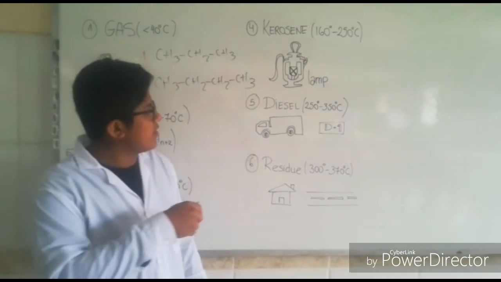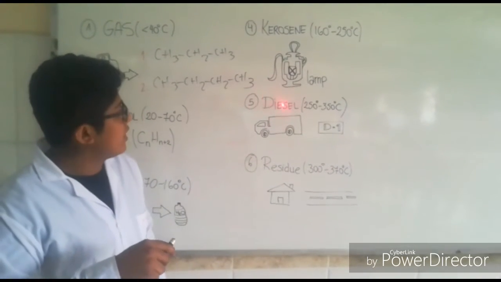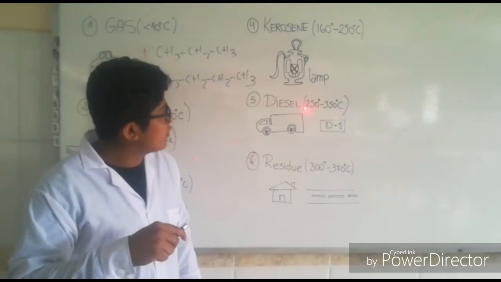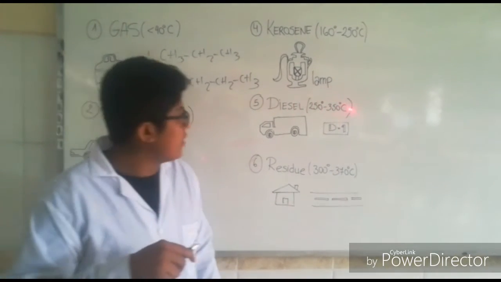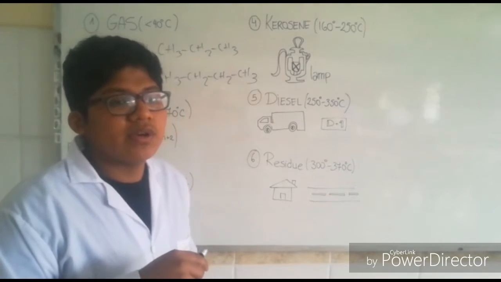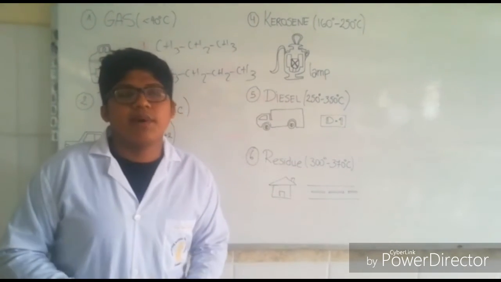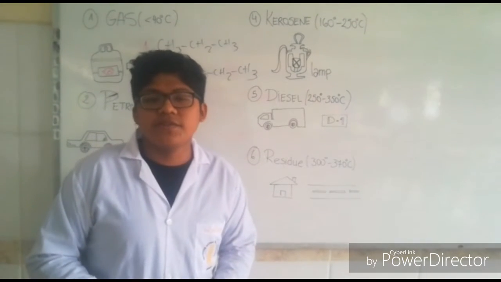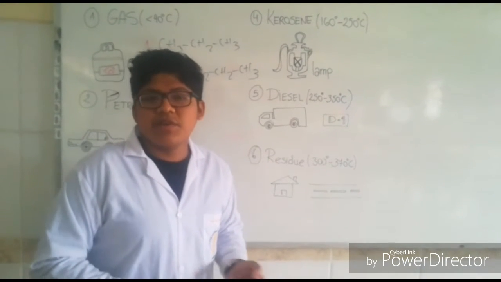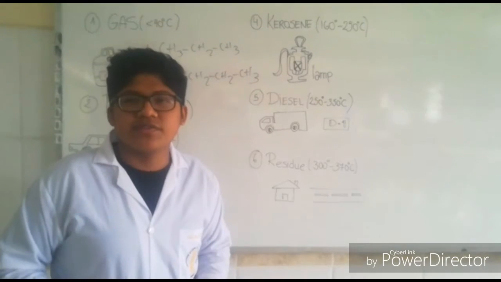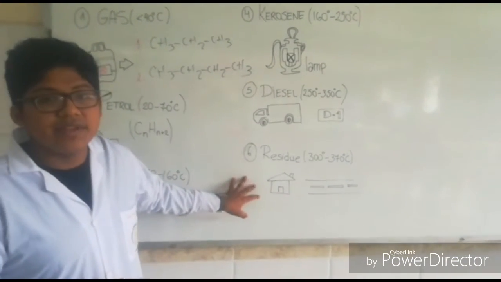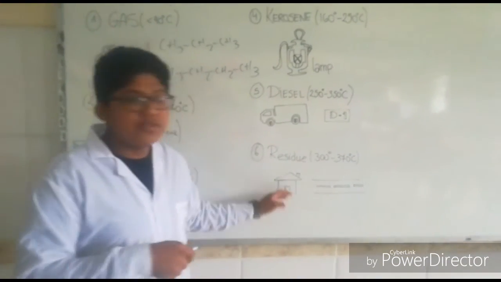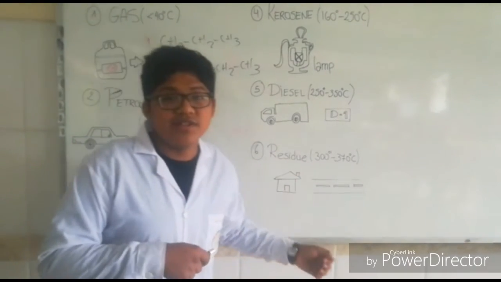Continuing with the explanation, now is diesel. Diesel has a range of 250 to 350 degrees. So it's a common fuel in cars, vans and lorries. It's not as volatile as petrol, and instead of a spark ignition like petrol, it ignites under compression. So at the bottom we have the residue, which is the continuation after diesel.